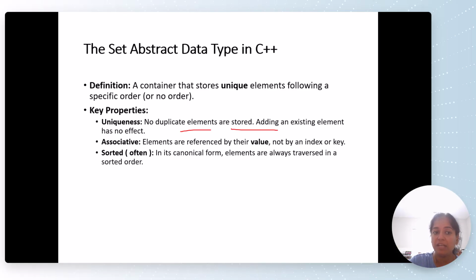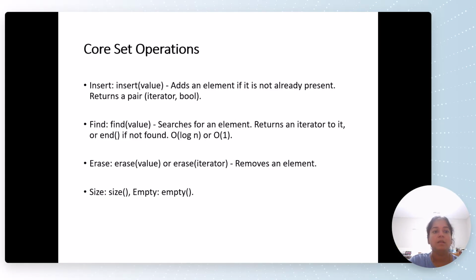It is associative in nature, so elements are referenced by their value, not by index or by key. These are generally sorted, so elements are always traversed in sorted order. The core set operations are insert to insert an element, find to search for an element, erase to remove an element, and size to find out the number of elements in the set.